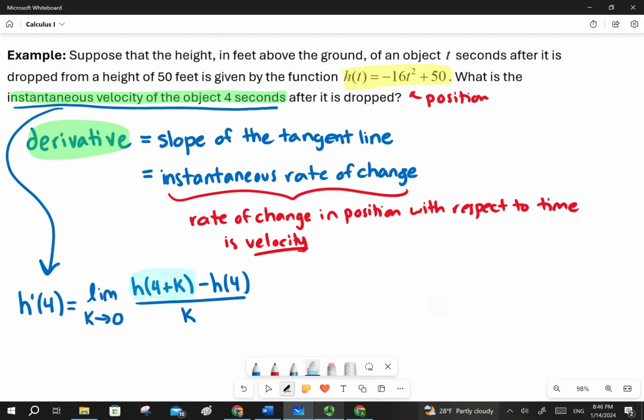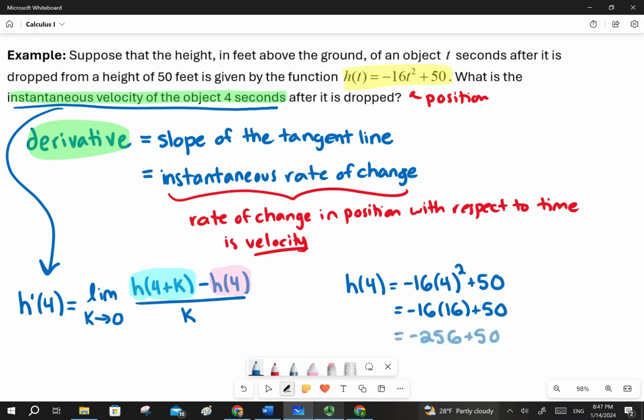We need to find h of 4 plus k and h of 4. Notice that there's no shortcut to find h of 4 here because unlike previous problems where we were given a point to use, we just have the time t equals 4 in this problem. Replacing t with 4, h of 4 equals negative 16 times 4 squared plus 50, which equals negative 16 times 16 plus 50, so negative 256 plus 50, so negative 206.